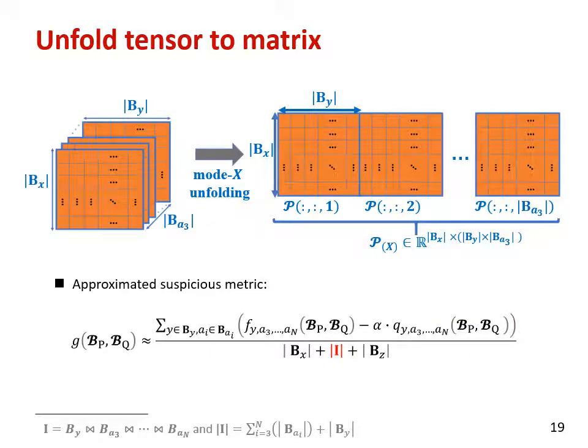To develop an efficient algorithm for our metric, we unfold the tensor P on X mode and Q on Z mode. Then we use I to denote the number of columns of the matrix to approximate the denominator.